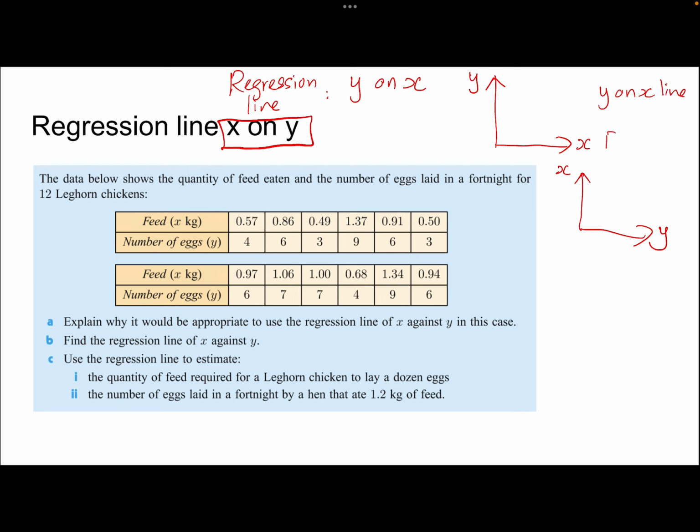That this should be the feed, and this should be the number of eggs, which is going to be the dependent variable, which makes sense. It just sounds logical to me. But what we really want to do is to find that relationship if we swap the variables. What if we have the number of eggs to be the independent variable? And what if we have the feed to be the dependent variable?